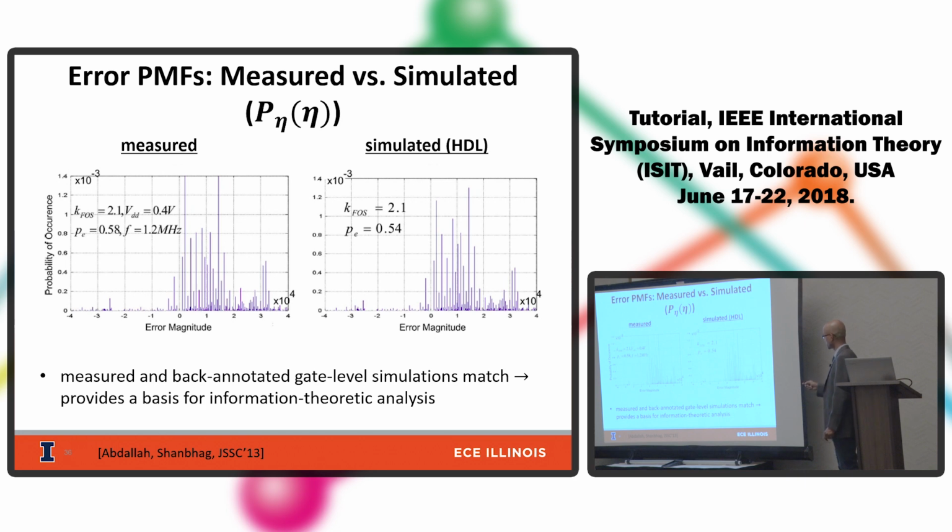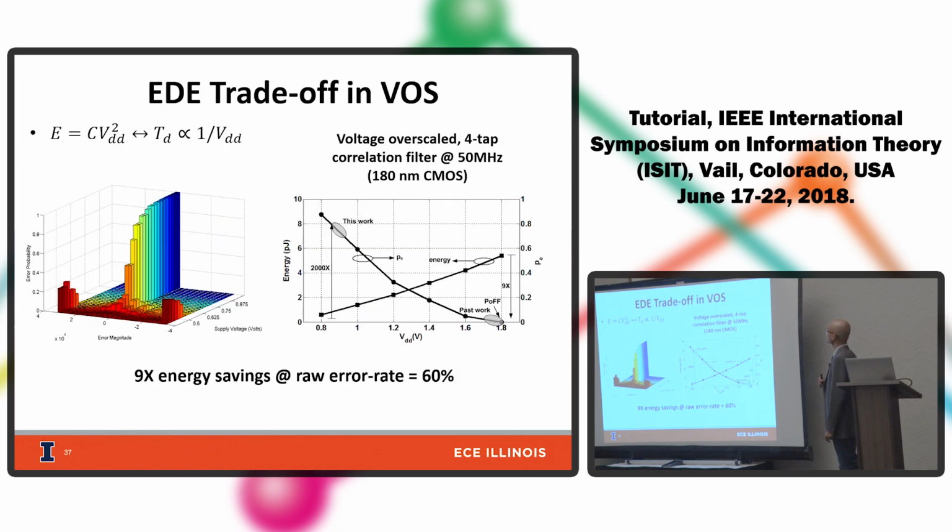So it provides a basis for information theoretic analysis. Now, where is the energy delay error rate trade-off in voltage overscaling? It's very, very clear. Your energy comes from this relationship, C VDD squared. This is a digital circuit, CMOS circuit. So if I reduce the supply voltage, VDD, I can reduce energy consumption.